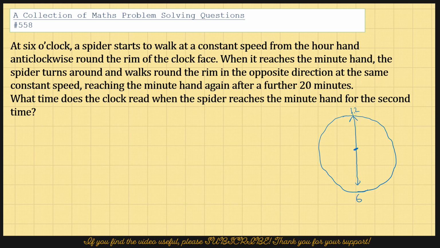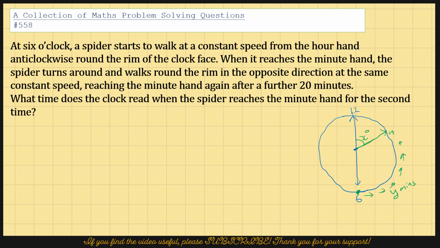So the spider is here and it starts to walk anti-clockwise, okay? The minute hand would be moving clockwise, of course. So by the time the spider is walking, the minute hand would have reached somewhere there. Now we assume that the spider has traveled for y minutes before it reaches the minute hand, and the minute hand in that y minutes will have moved x degrees.